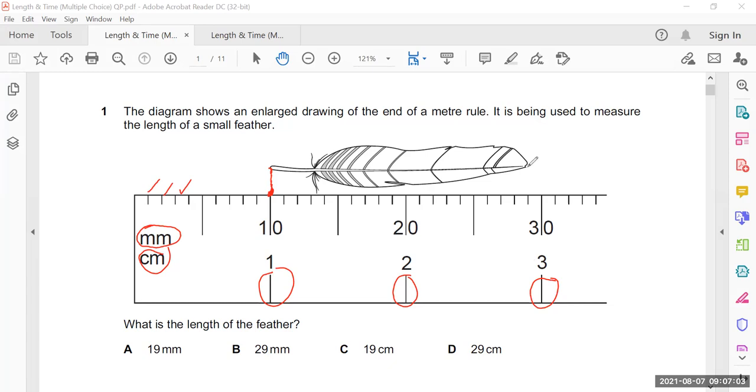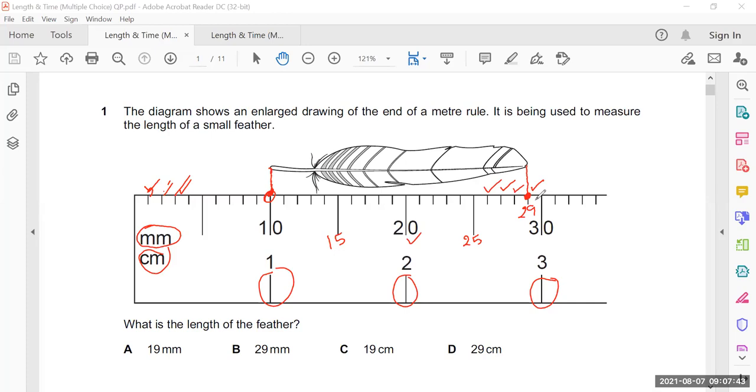And the other end of this feather is here at this point. So you need to calculate the value of this point here, children. So if you measure here, each one division represents 1 millimeter. So at this point, this is 10 millimeter, here it is 15 millimeter, then it is 20 millimeter, so it is 25 millimeter, and then 26, 27, 28, and 29 millimeter.